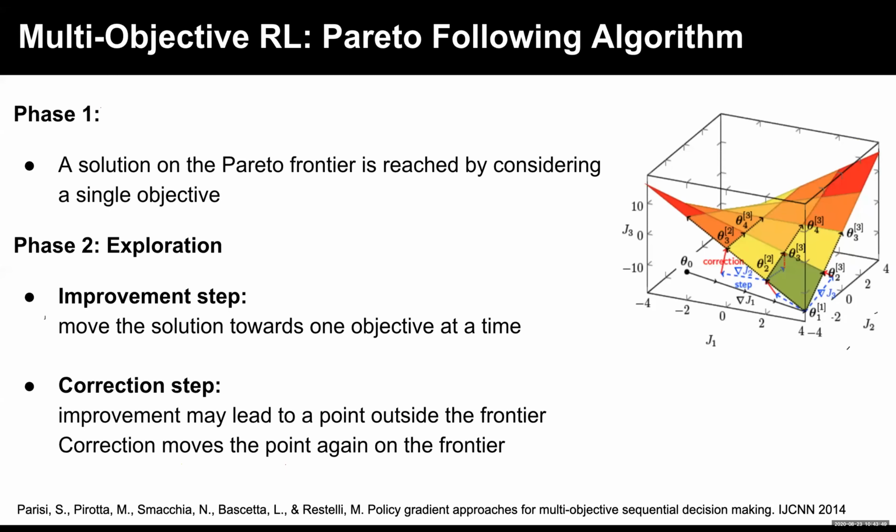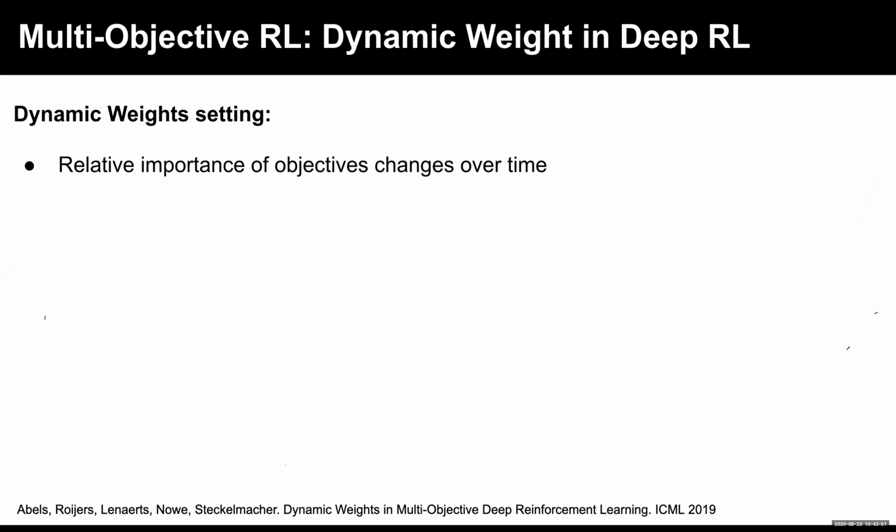So these are some of the approaches. I want to highlight a couple of recent work, especially this work on dynamic weights in deep reinforcement learning. It's an ICML 2019 paper.